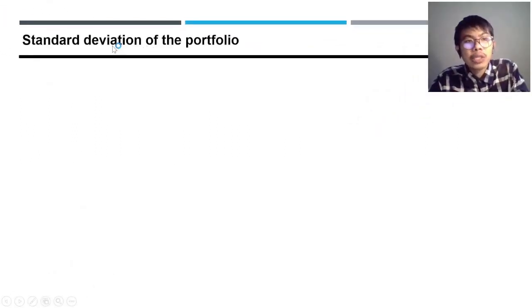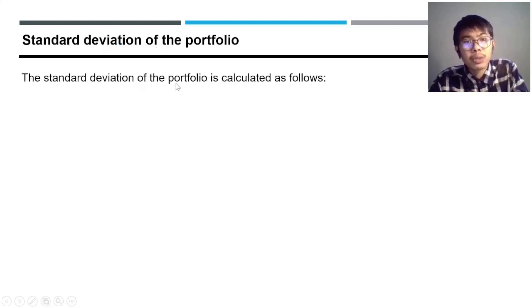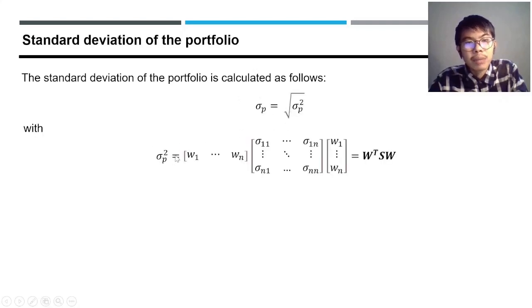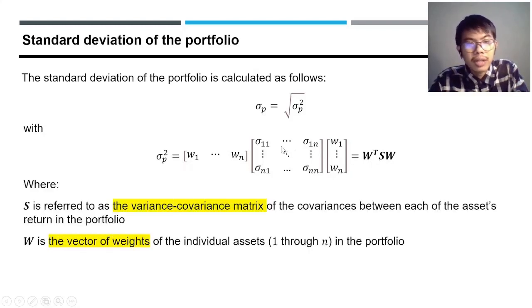How do we calculate the standard deviation of the portfolio? The standard deviation of the portfolio is calculated as follows, with sigma P squared equals the transpose of W times S times W, where S is referred to as the variance-covariance matrix and W is the vector of weights.